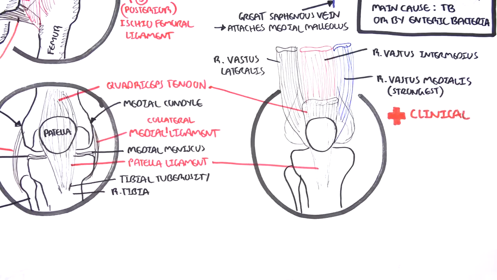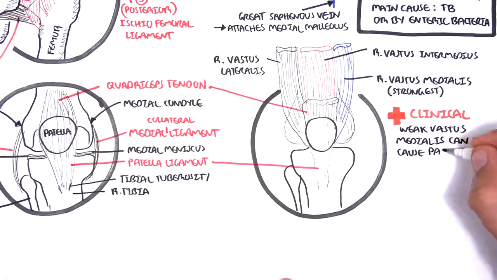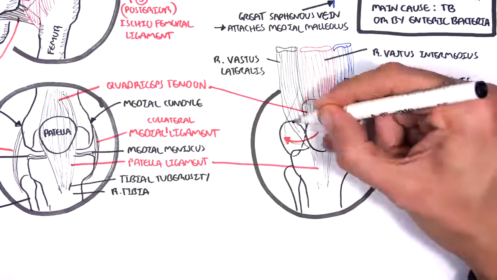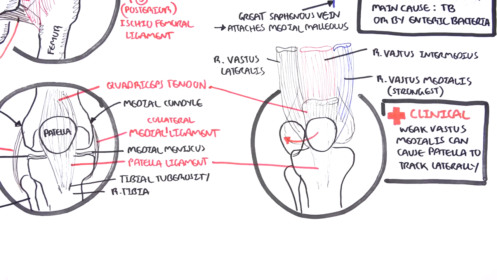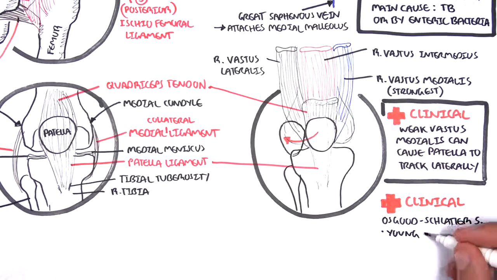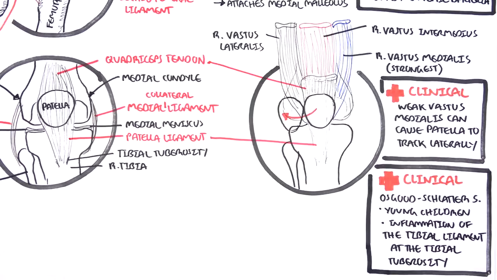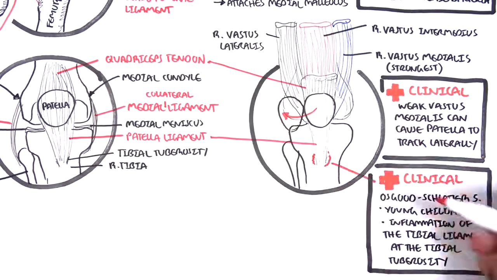Clinical anatomy: weakness of the vastus medialis can cause the patella to track laterally. The second clinical anatomy regarding the knee joint is a condition called Osgood-Schlatter syndrome, which occurs in young children in particular. It is where there is inflammation of the patella ligament at the tibial tuberosity. This usually is self-resolving and leads to a lump forming where the tibial tuberosity is, quite a prominent lump.